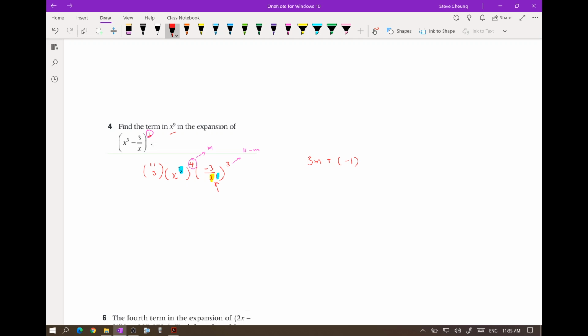This is where the minus 1 comes from, because this term is actually negative 3 x to the power of negative 1. So it actually contributes minus 1 of the total. So I want negative 1 times of 11 minus m, which is this power here. And together that should make 9, because I want 9 there. So if you follow this recipe, which I'll demonstrate in the later questions, we'll be able to define what m has to be in a more systematic way.